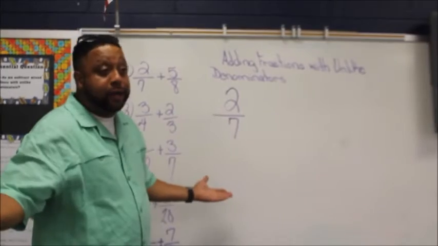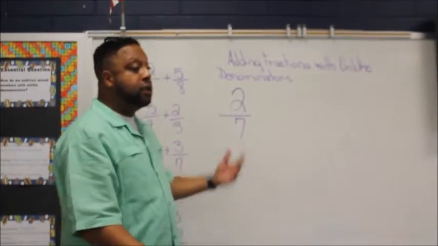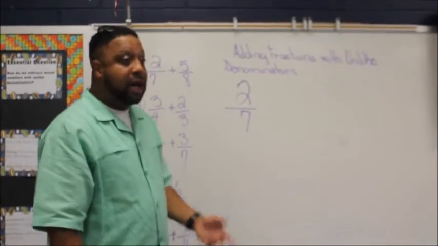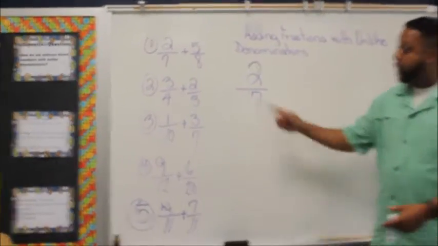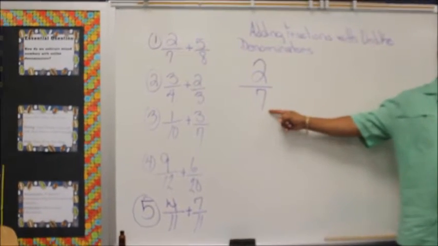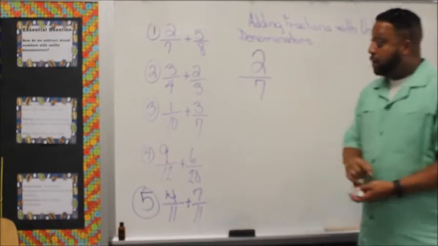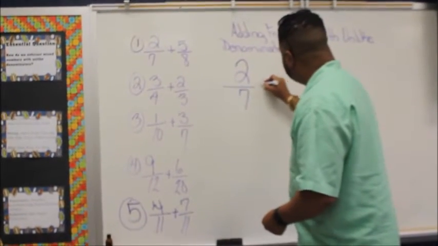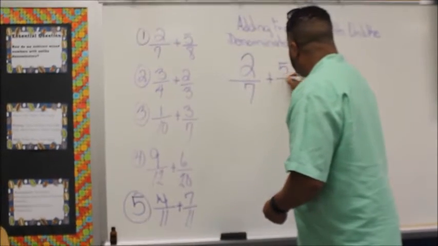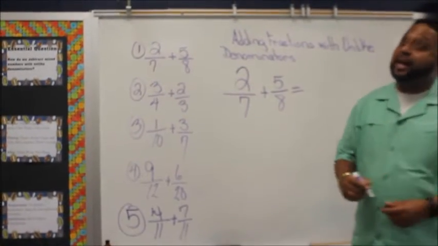Which number is the numerator? 2. All right, and which number is the denominator? 7. All right, when I point to it, I want you to say numerator or denominator. Here we go. What is it? Numerator. Denominator. What is it? Numerator. And what is this? Denominator.